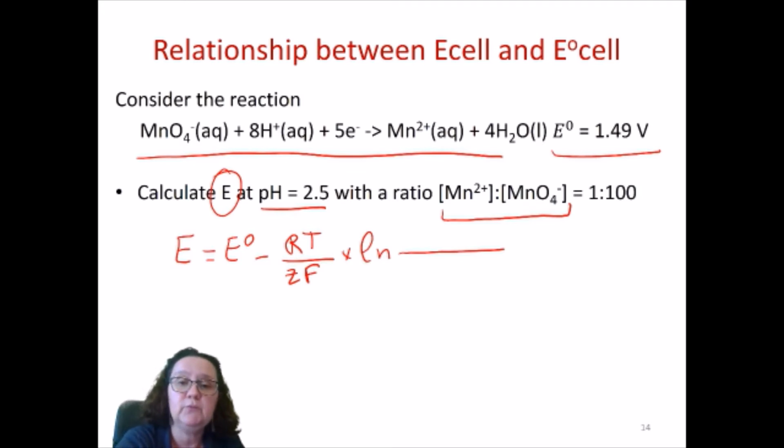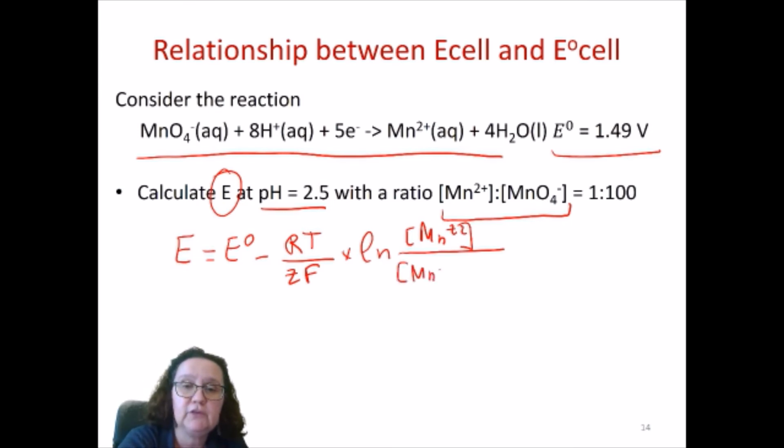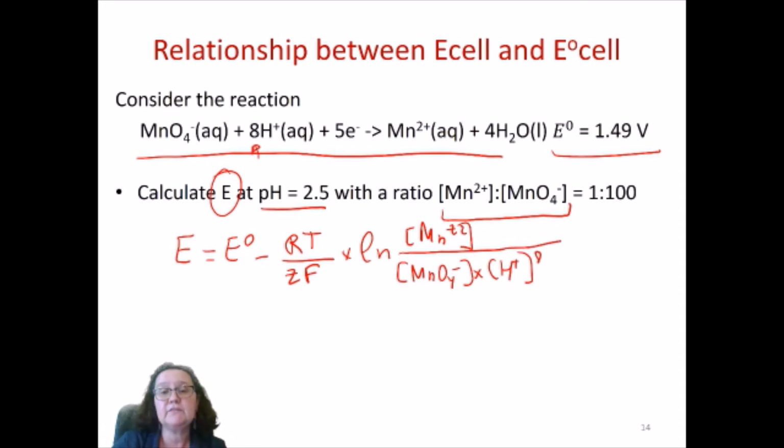So how would it be? Well, it would be the concentration of manganese 2 plus, because this is an electrochemical redox process. We don't look at neutral species, only ions, so I don't put the water. And in the denominator, I've got the concentration of permanganate anion times the concentration of the hydrogen ions to the power of 8 because of the coefficient. And now I can substitute values.